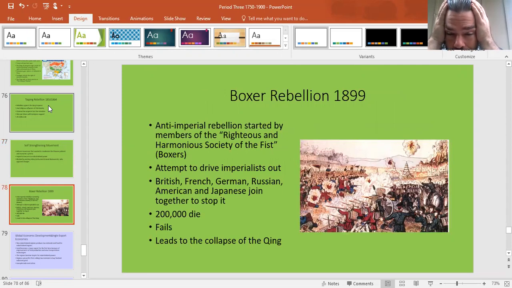Eventually, China tries to fight back against the European powers that were there. Now, in the 1890s, a secret underground society was formed in China. It's called the Righteous and Harmonious Society of the Fists. Let that one wash over you for a second. What is the dream of the Righteous and Harmonious Society of the Fists? To drive the European powers and Japan out of China.